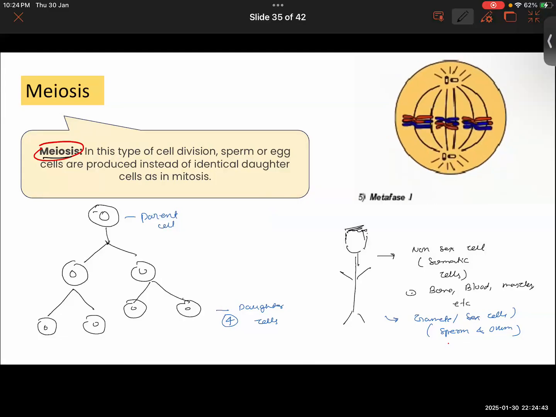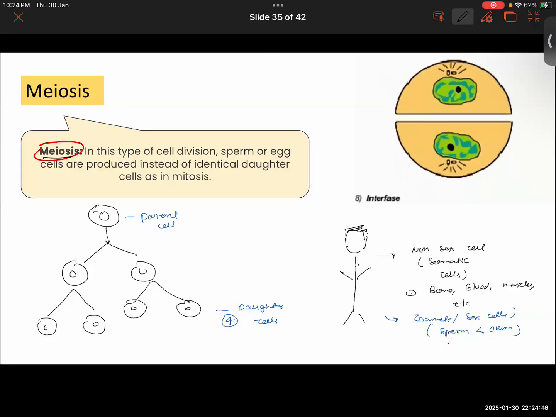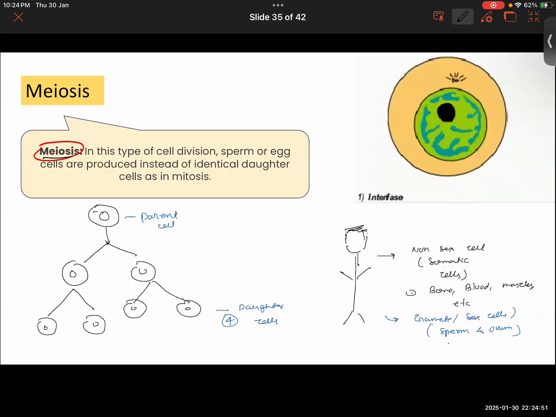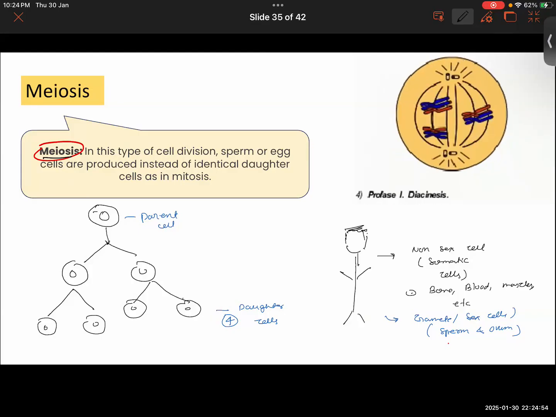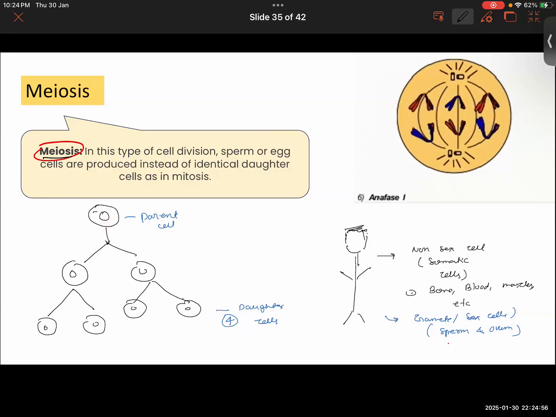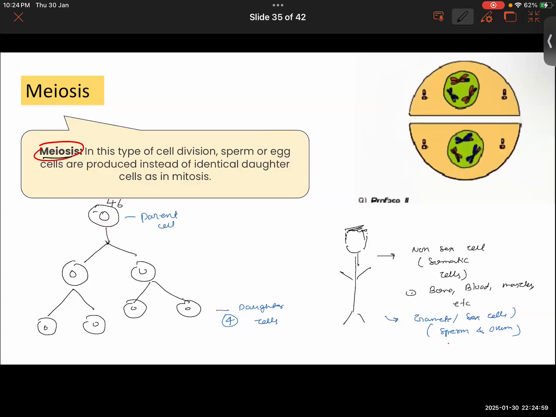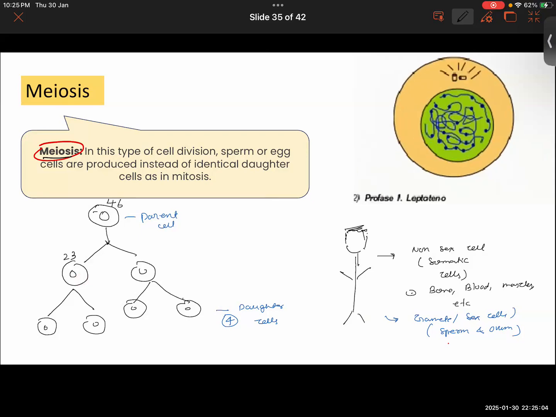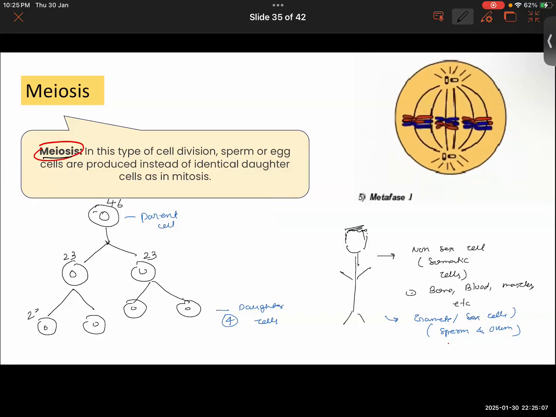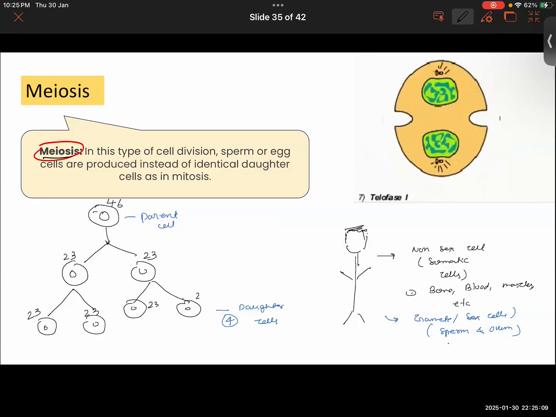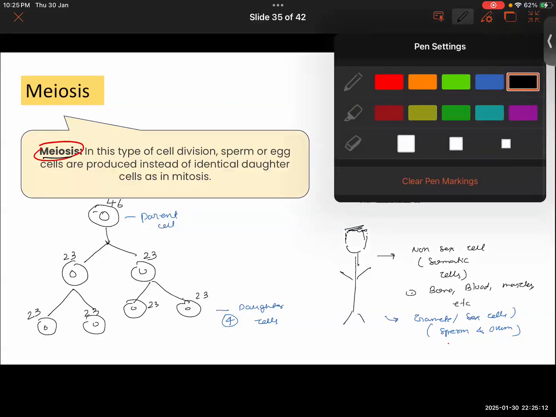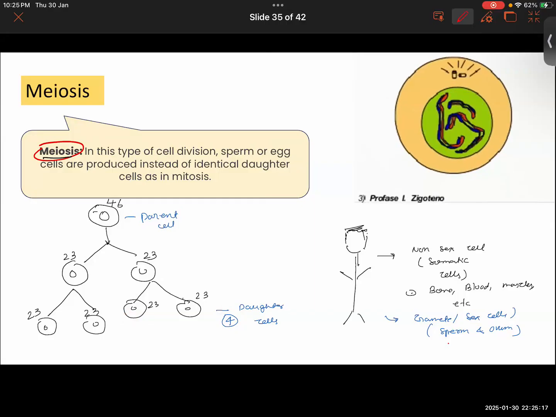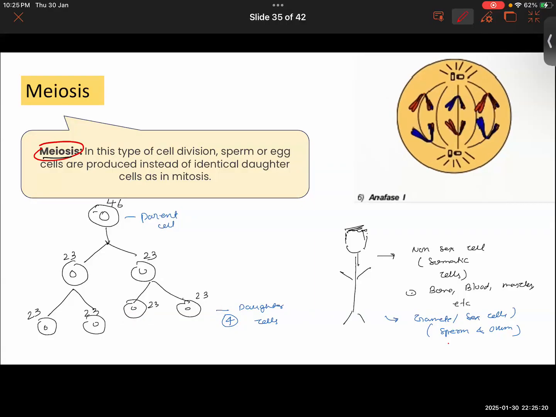Another important thing to be considered here is the number of chromosomes present in the parent cell. Let's say it is 46 chromosomes. It goes on to become half. 46, then 23 and 23, 23 and 23. This one is also having 23, 23, 23, and 23. That's why you get to see that the ovum cells have half the number of chromosomes. Similarly, the sperm cells would have half the number of chromosomes.